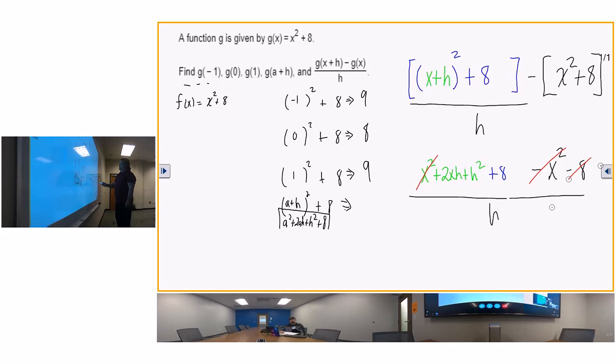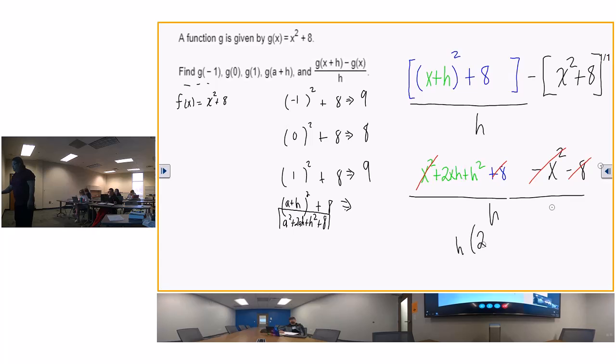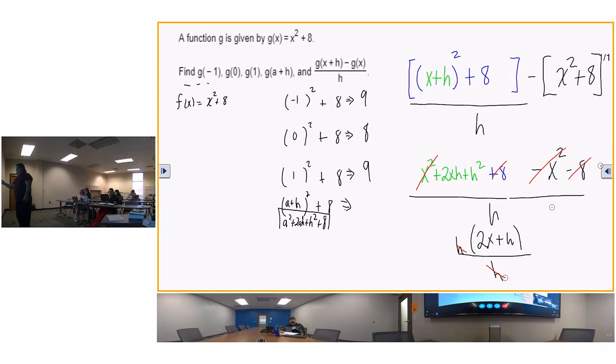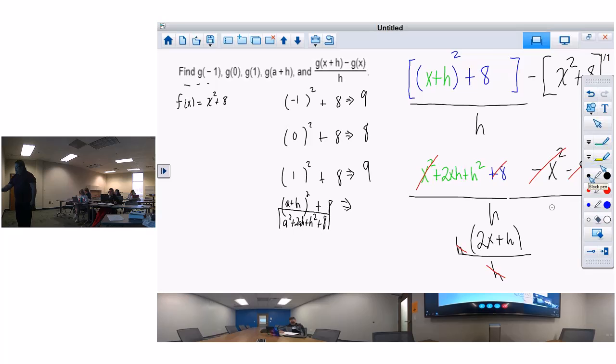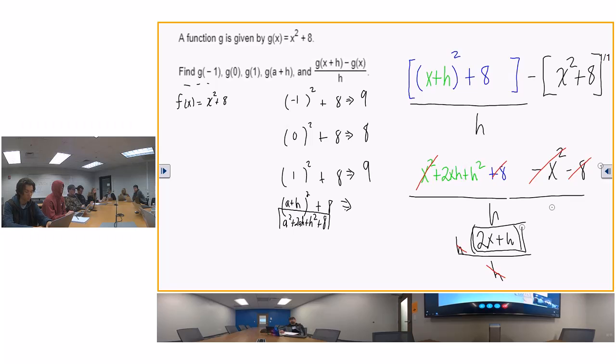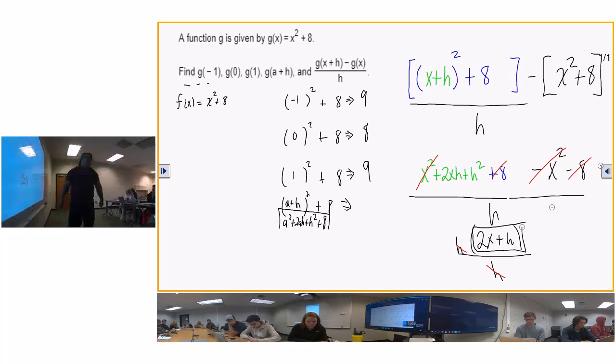The 8s cancel. Factor out an h. That'll leave you with 2x plus h over h. The h's cancel. So your final answer is 2x plus h. So make sure you can do that problem because that is a test question. I know there's a couple of them on there like that.